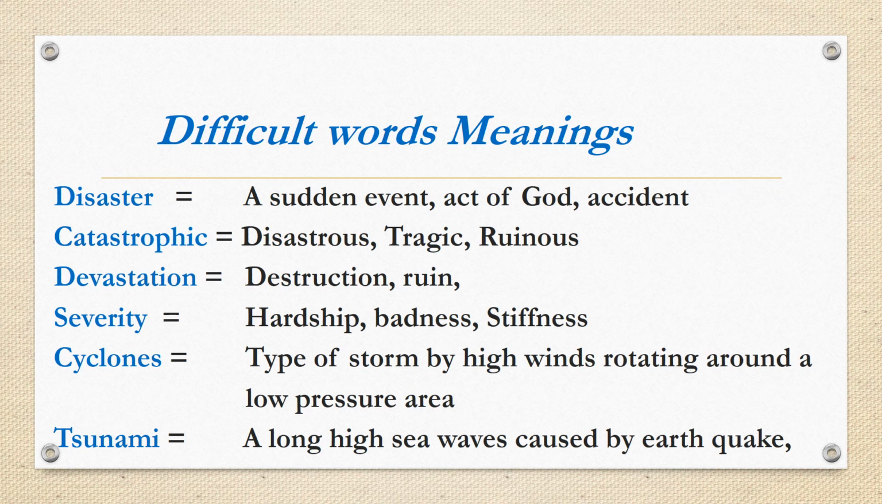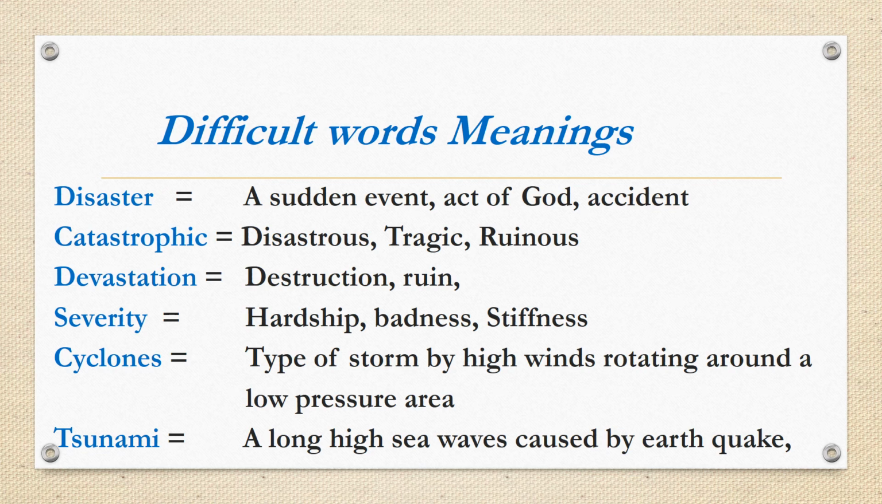Disaster: a sudden event, act of God, accident. In Urdu we can say afat, musibat. Catastrophic means disastrous, tragic, ruinous; we can say tragic and disastrous. Devastation: destruction, ruin; in Urdu we can say tabahi. Severity: hardship, badness, stiffness; in Urdu we can say mushkil.